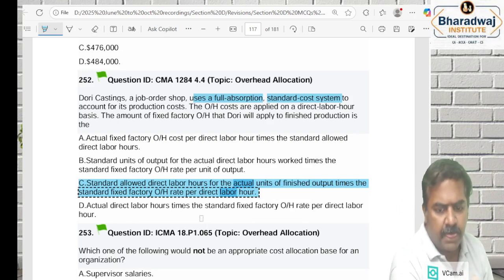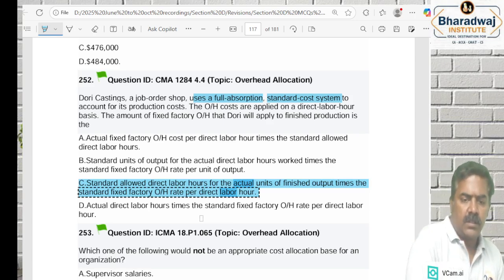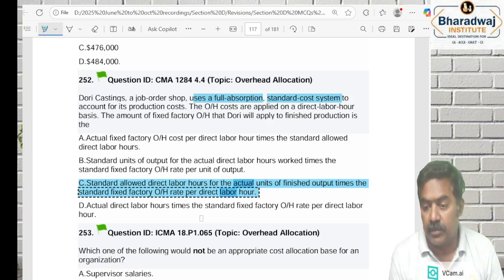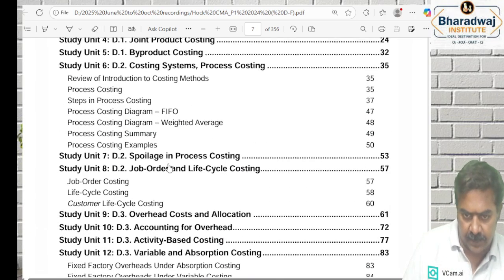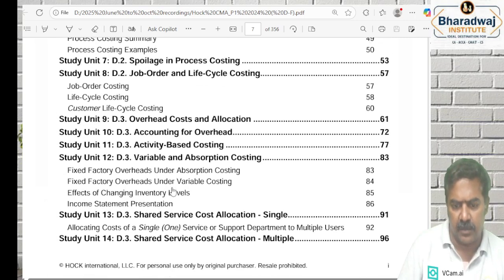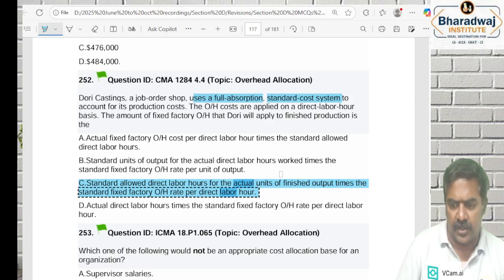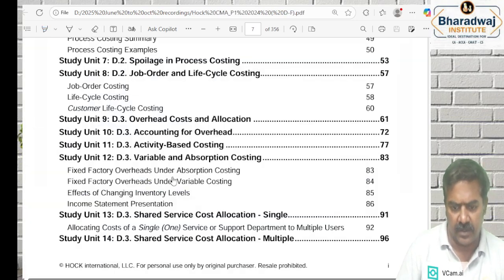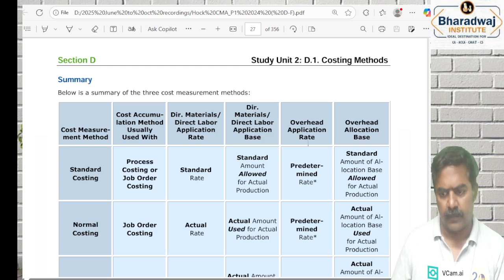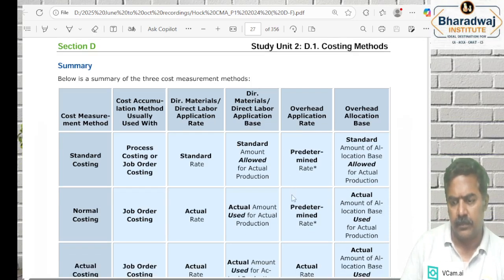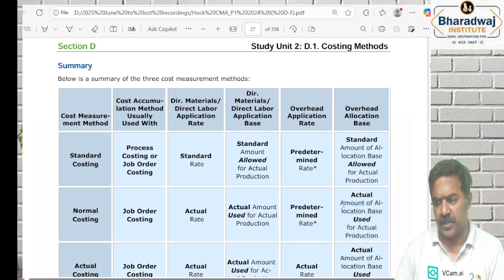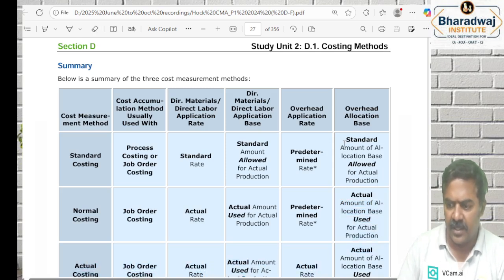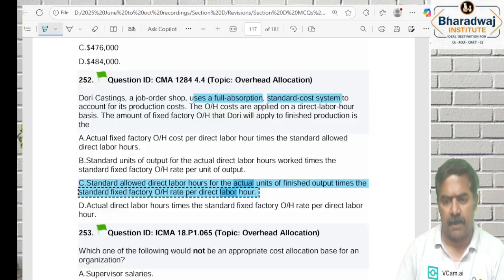Standard allowed for the actual units manufactured. Sir, I forgot the normal costing one. In a normal costing system, they assign based on what? What is actually consumed? Overhead allocation, actual used for actual production. This is standard allowed for actual production.